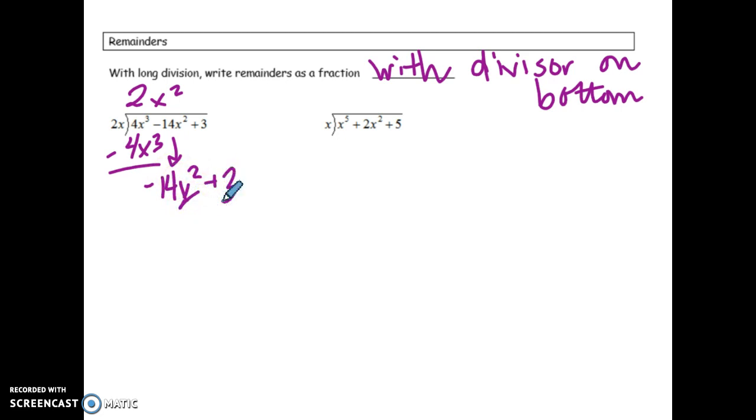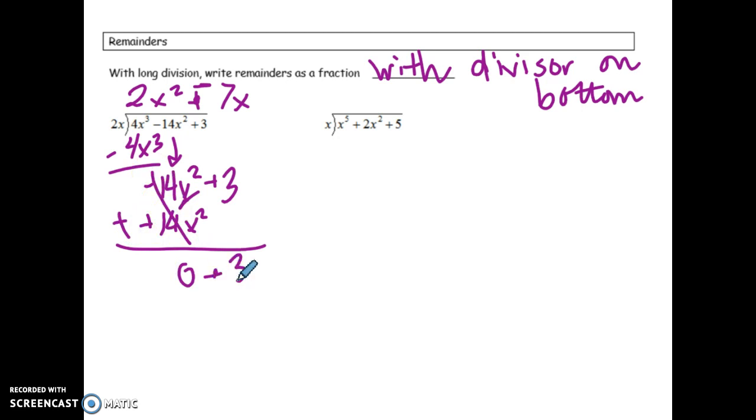So negative 14x squared plus 3. Oops, sorry about that. So 2x goes into 14x squared, that would be plus 7. Negative 14, that would be minus 7x. Because this is subtraction, I have to do minus this, and those cancel. Perfect. That's what I want. Now I'm left with plus 3.